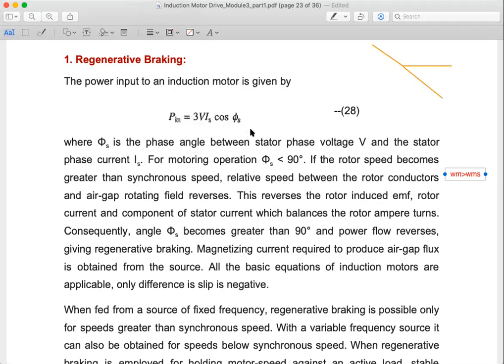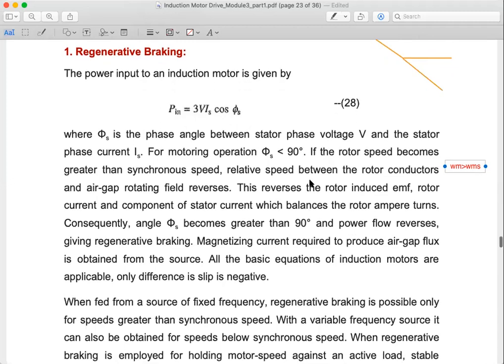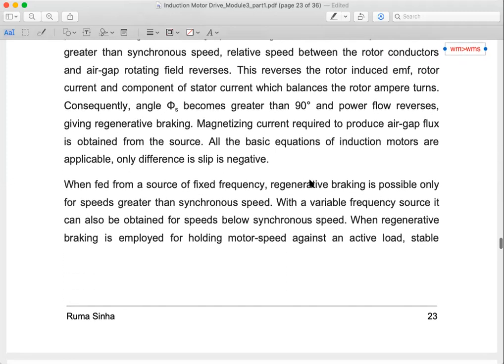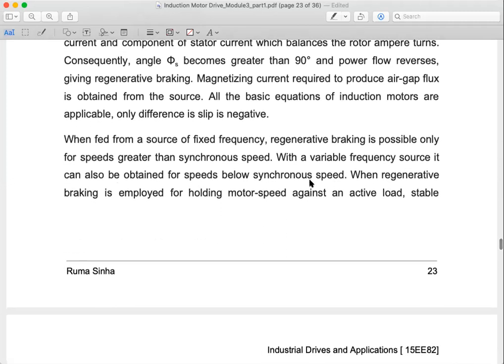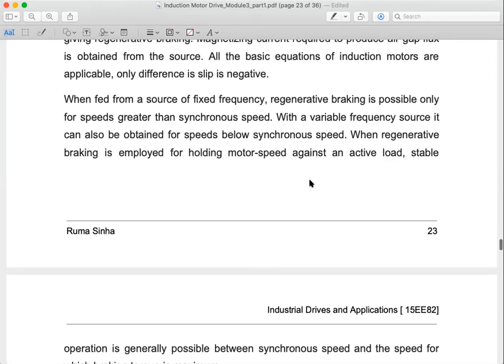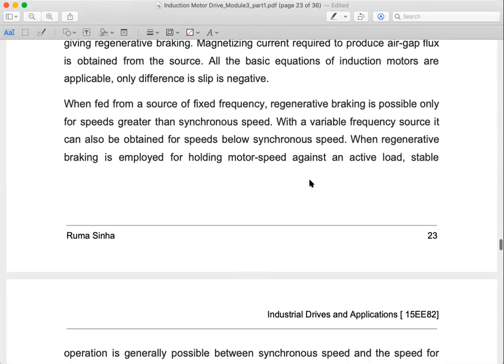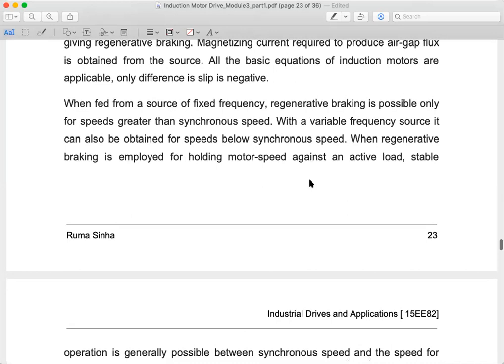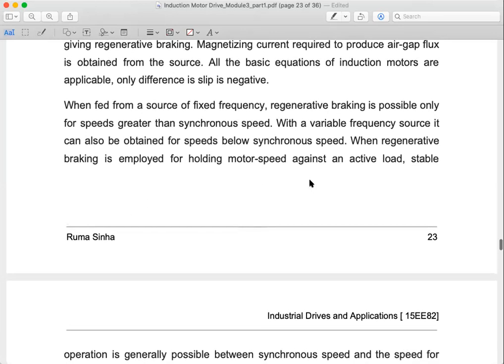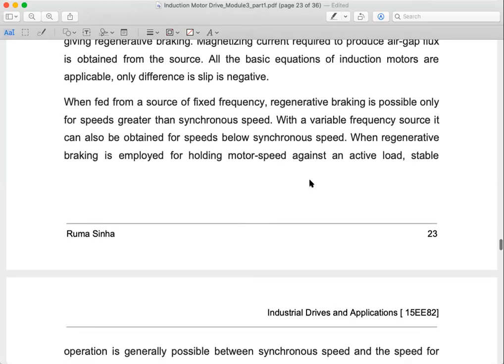So how do we obtain this? The basic requirement is that we have to run the motor at a speed higher than synchronous speed. Now, how do we obtain that? If we have the supply frequency constant, then we need to run at a speed which is more than the synchronous speed.